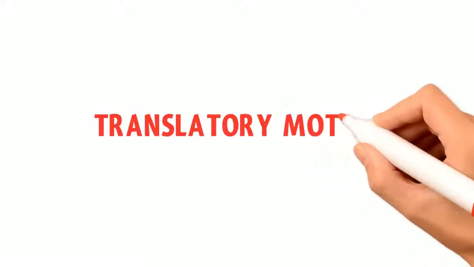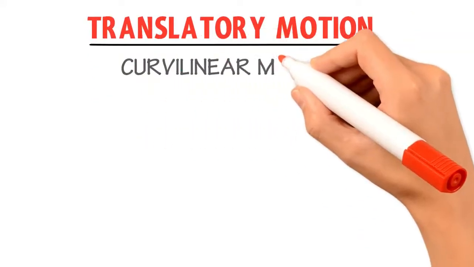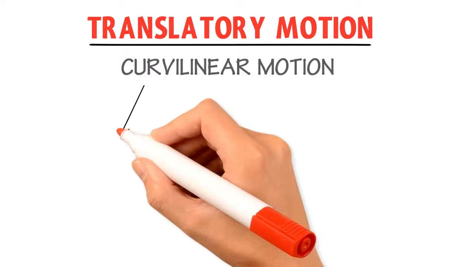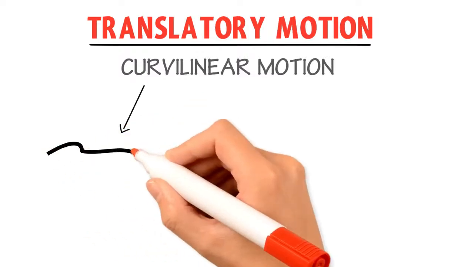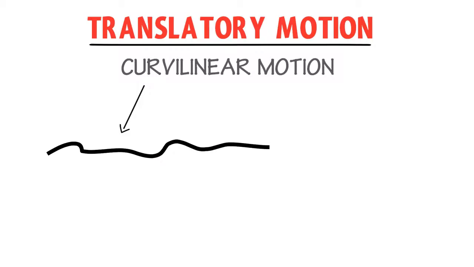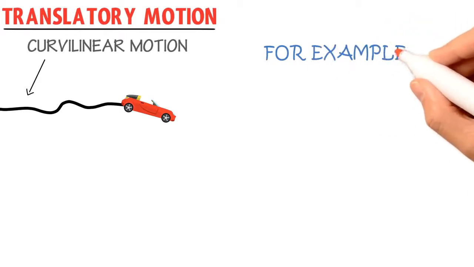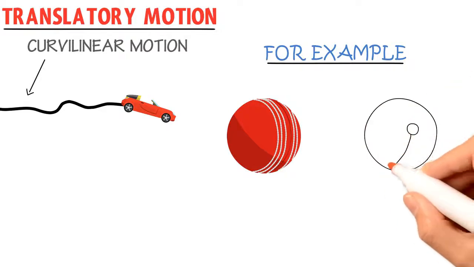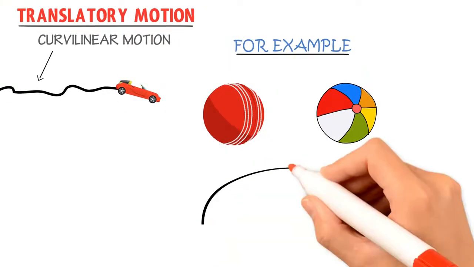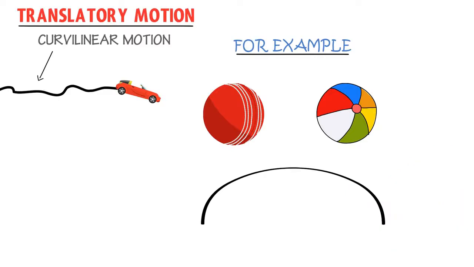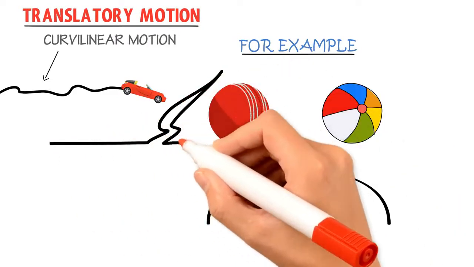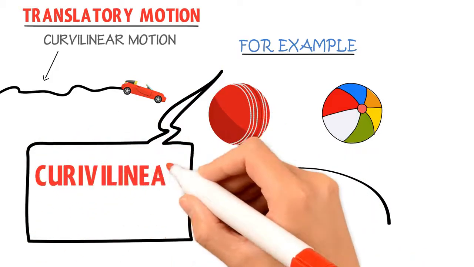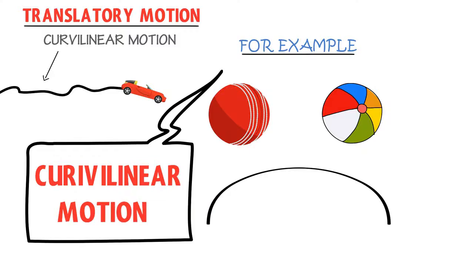Now, the second type of translatory motion is curvilinear motion. The word curvilinear actually gives us the idea of a curved path. Hence, the motion of a body along a curved path is called curvilinear motion. For example, the motion of a cricket ball in air and the motion of a football in air. These two objects move in a curved path. Hence, when a body moves in a curved path without any rotation, we call such type of motion curvilinear motion.